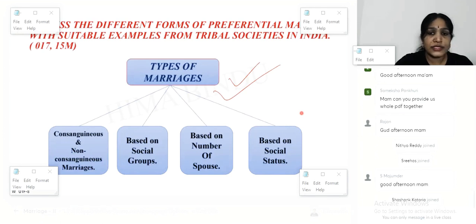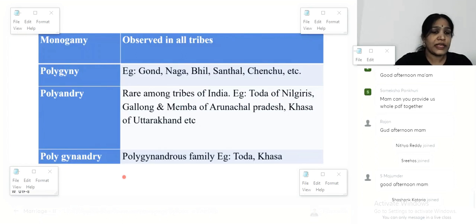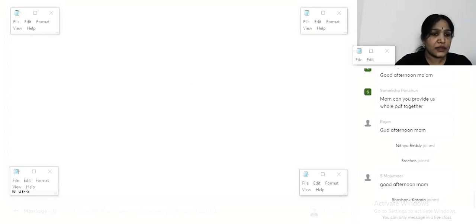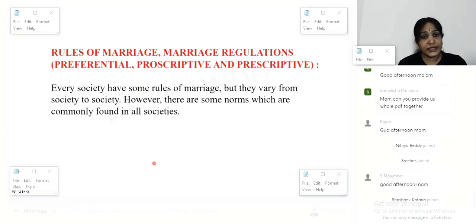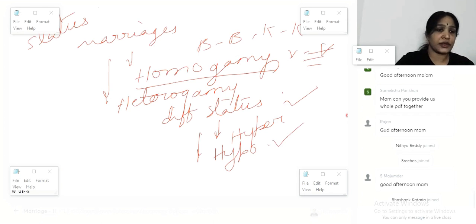This is a question from 2017, a 15 marker. Is marriage universal? Yes, marriage is universal. But there is no definition which is universally accepted. Marriage is universal. You can just write down this statement.